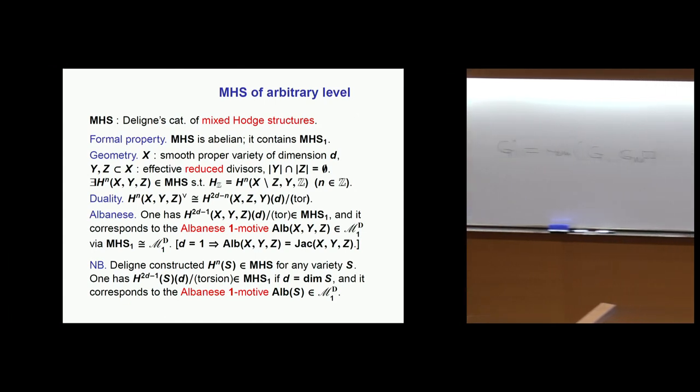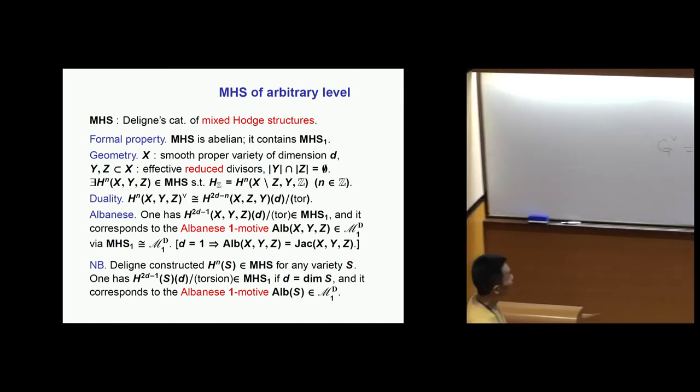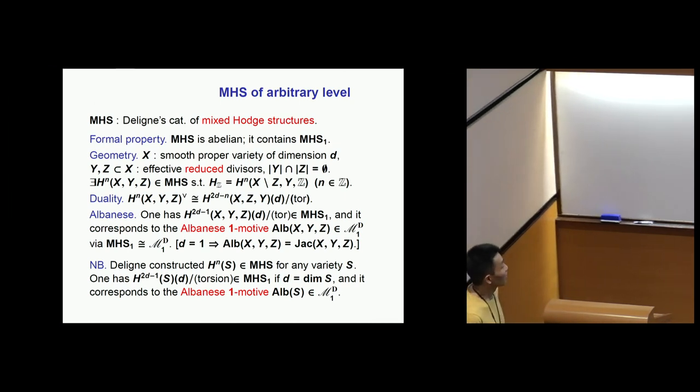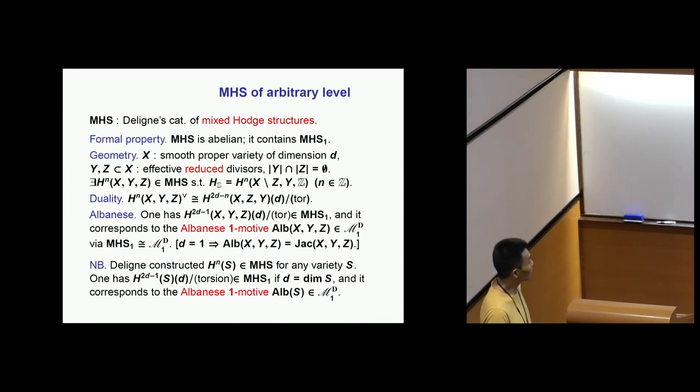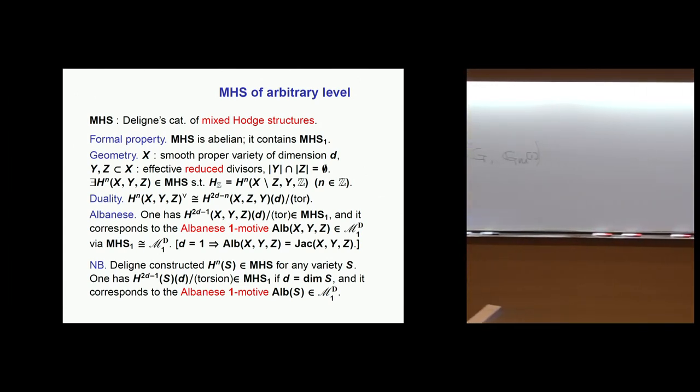Deligne constructed, for an arbitrary variety or any separated scheme of finite type over C, mixed Hodge structures on the cohomology groups of such possibly singular, possibly non-proper varieties. And for this, we can do a similar construction. If we look at the degree 2D minus 1, this again belongs to the level 1 part, and therefore it corresponds to some 1-motif, which is called the Albanese 1-motif.